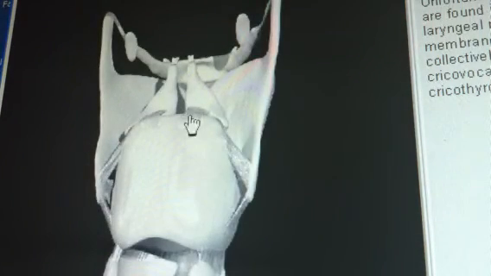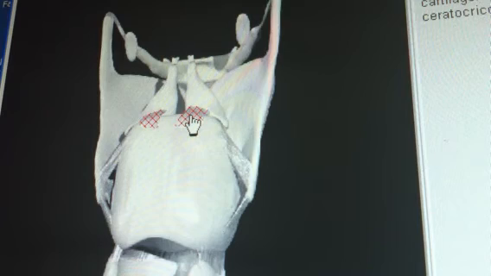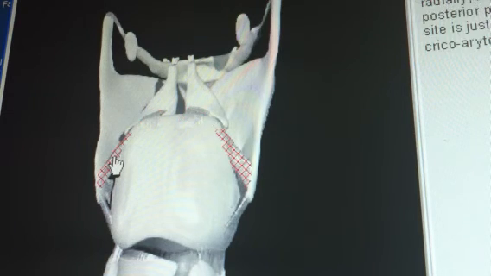All right. Here you have posterior cricoarytenoid ligaments. Posterior cricoarytenoid ligaments, and essentially they stabilize the cricoarytenoid joint that's there. That's an intrinsic ligament.